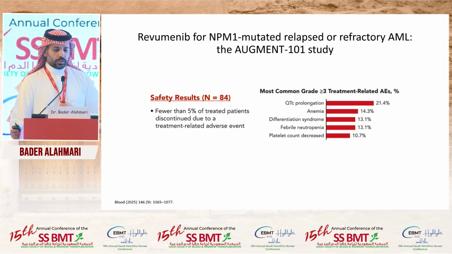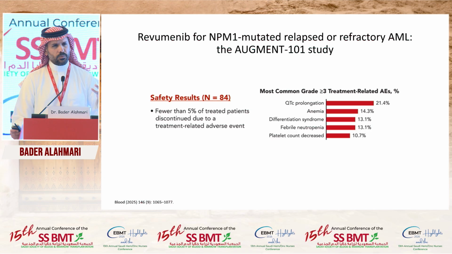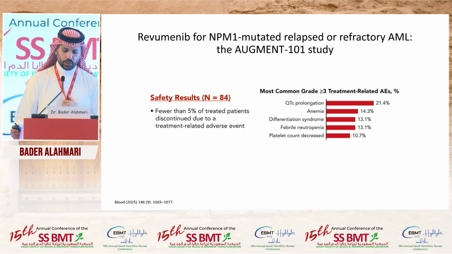In terms of safety, for revumenib, less than 5% of treated patients had treatment discontinuation. So this is really significant, indicating that the treatment is not really toxic, as we see with different agents in the leukemia setting. Around 20% of patients have grade 3 or more QT prolongation. So this is something we need to be aware of.